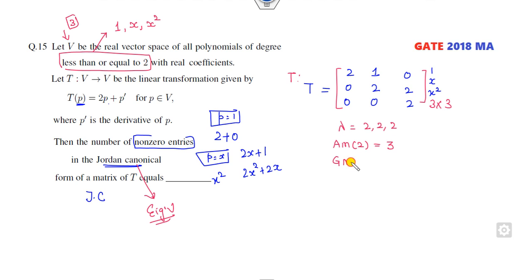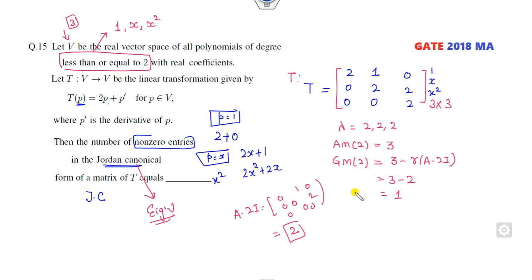Can you find the geometric multiplicity? That is 3 minus rank of A minus 2I. So what is the rank of A minus 2I? The diagonal values are my 0. So it's a 1, 0, 2, and the rest of the values are 0. So clearly the rank is my 2. So the geometric multiplicity of my 2 is 1.